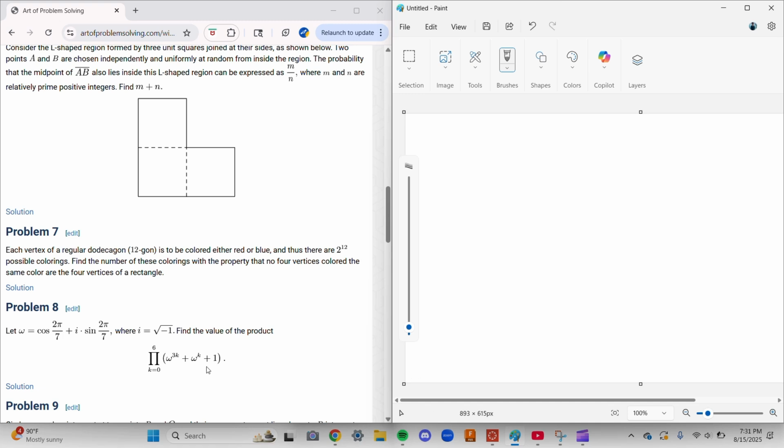Okay, so first let's understand this notation. This is going to iteratively go from k equals 0 to k equals 6, and what we're essentially doing is just multiplying this product over and over again. So for k equals 0, we'll have w to the 0 plus w to the 0 plus 1, so that's just going to be 3 for the first term.